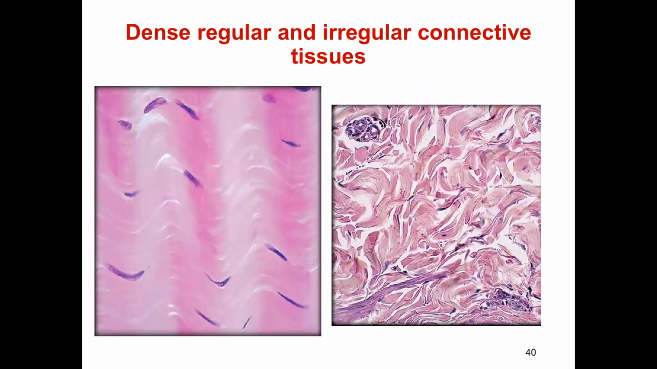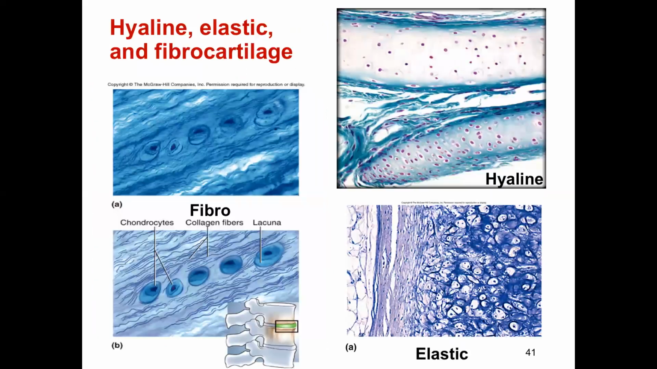Here, dense regular and irregular. Hopefully that looks pretty obvious, which one's regular and which one's irregular. Now, cartilage. There are 3 kinds of cartilage, and I put these slides together: fibrocartilage, hyaline cartilage, and elastic cartilage.